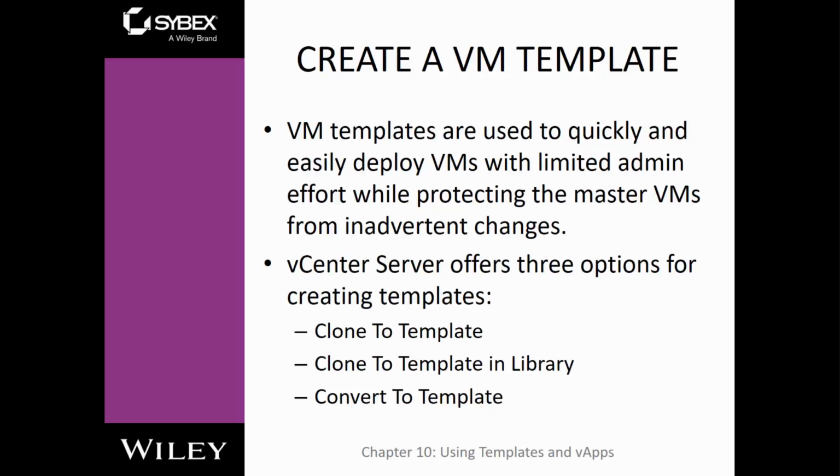How do we create a template? You right-click the machine that you want and you do Clone to Template. You can also do what's called Clone to Template in Library or Convert to Template, not just Clone to Template. Clone to Template will make a copy of it. Convert to Template will take that VM and then convert that specific VM to a template. So there are advantages and disadvantages for each one. Make sure you know the difference between clone and convert though.